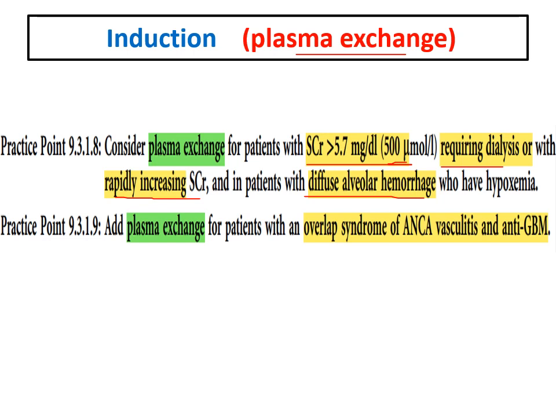Very important, you should know the indications of considering plasma exchange either in clinical life or in the exams, either in the master's or MD or European specialty examination. A very common question: when do we use plasma exchange in the treatment of ANCA-associated vasculitis? These are the indications. Of course, we can add plasma exchange in patients with overlap syndrome with both positive ANCA and anti-GBM disease. In overlap syndrome, ANCA and anti-GBM, we should consider adding plasma exchange.